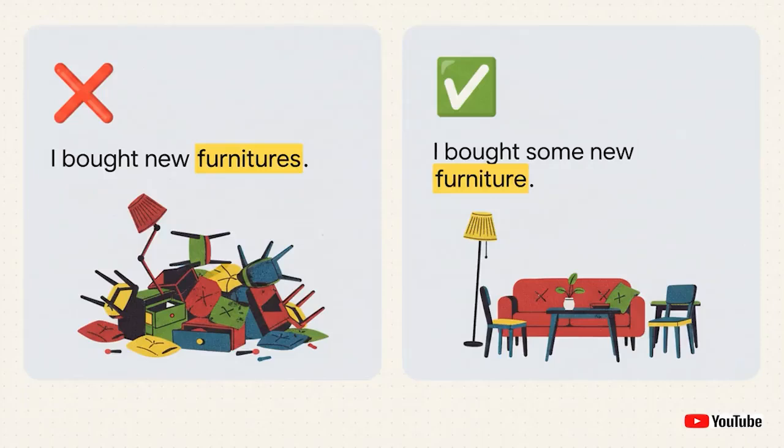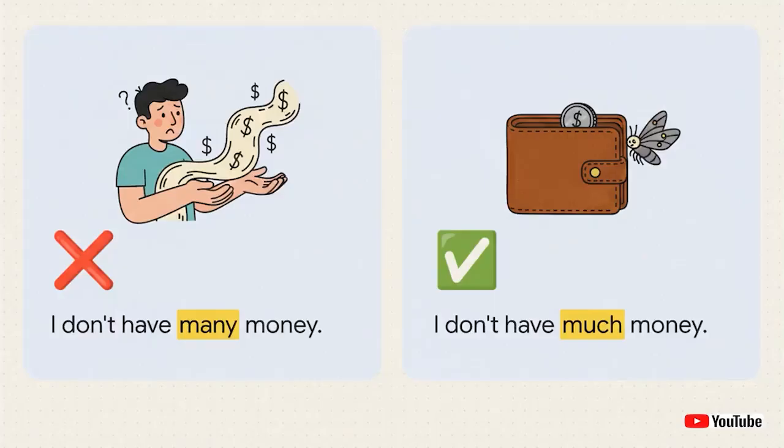And here's another big one, furniture. Even though you can count chairs and tables, the word furniture itself is a group name, an uncountable noun. So you never say furnitures, you always say some new furniture. Oh, this is a huge one. You can count dollars, you can count yen, but the concept of money is uncountable. That's why we have to use much, or even more commonly, a lot of, but never many. So I don't have much money is the way to go.